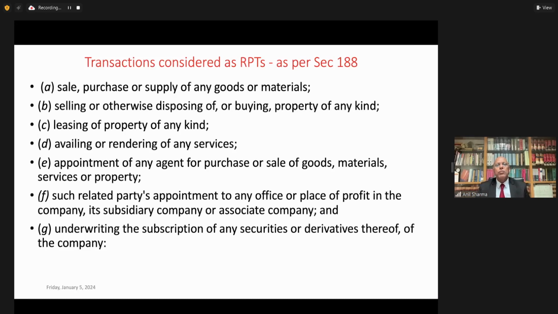Now, what are related party transactions? It is quite simple to understand that any transaction with a related party, which we have already seen, which I have just explained to you, who are the related parties, is to be considered a related party transaction. But actually it is not so.